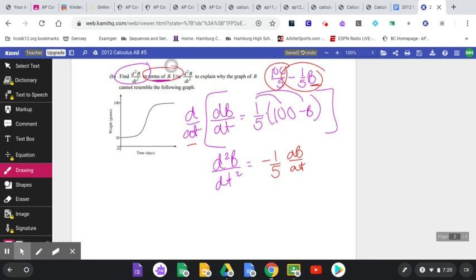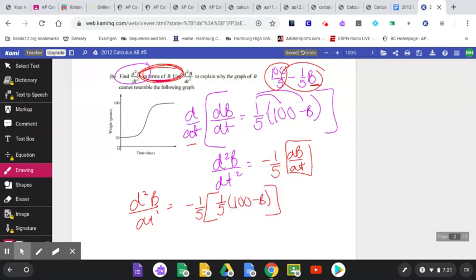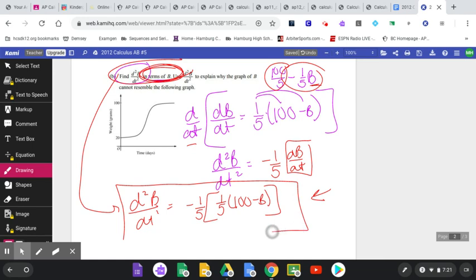Now, notice how it said in terms of B. That means you can't leave dB/dt here. And of course, it's simple because you know dB/dt from the original equation. So I've got d squared B over dt squared is equal to negative 1/5 times 1/5 times 100 minus B. So you need all of this for credit for just finding that second derivative in terms of B. And that is pretty much your cleaned up final answer. If you want to distribute the negative 1/5, that's up to you.